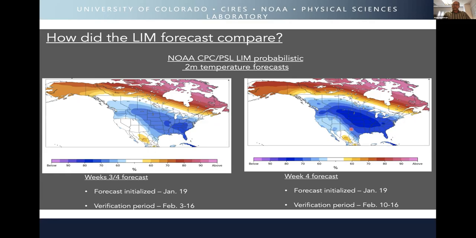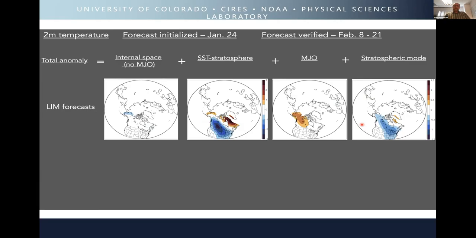The limb had something pretty different. It was going for pretty pronounced cooling in this region, and in fact had very high probabilities, particularly for week four. So we were getting up to 75% probability, and a week later, for week three, we were in the 80s, which was very high, very confident for the limb. And I should point out that the limb is a reliable forecast system, so that 80% basically means 80%.